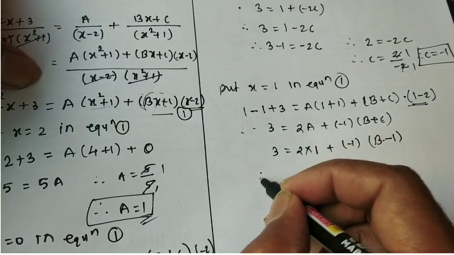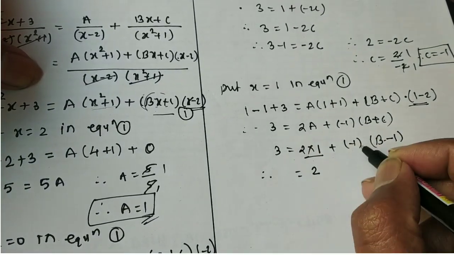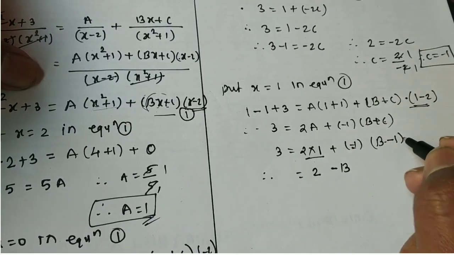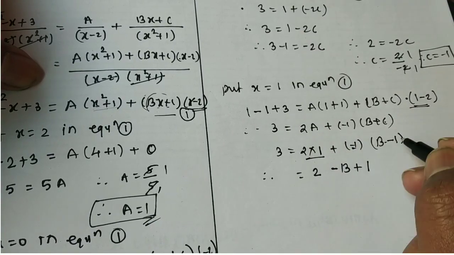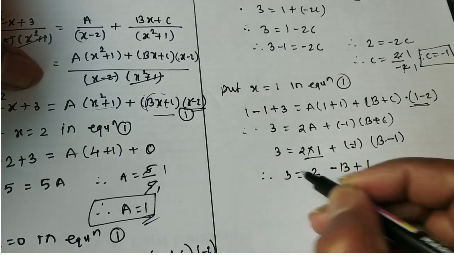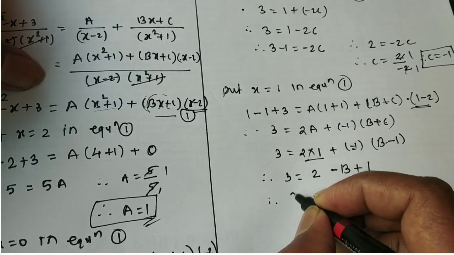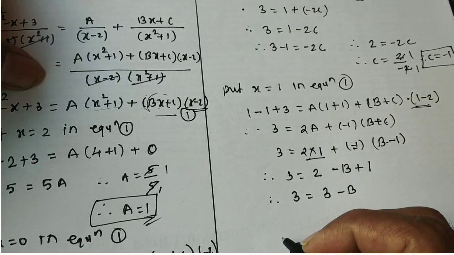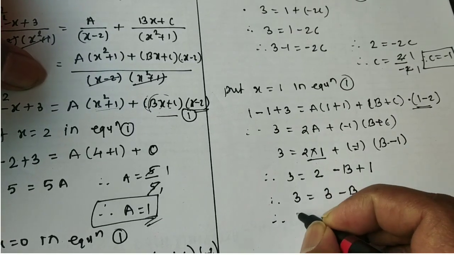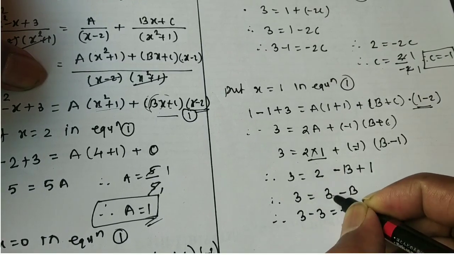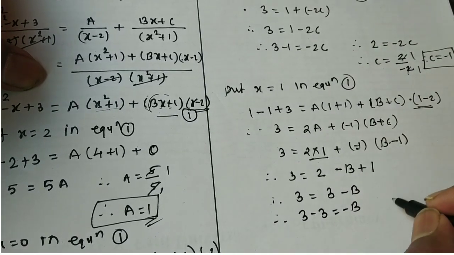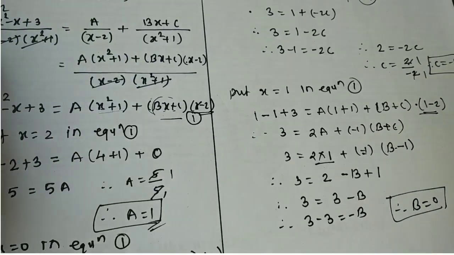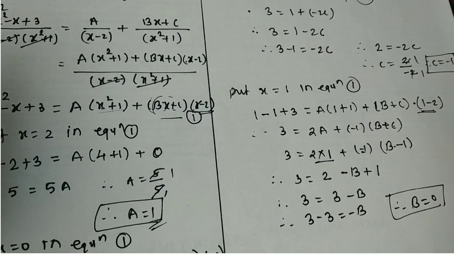Okay, so therefore what you will get? 2 into 1 is 2, and multiply this minus, so you will get minus B, and this minus minus plus, so minus 1 into minus 1 is plus 1, which is equal to 3, and therefore 3 equal to 2 plus 1 is 3, right? Correct? So therefore 3 minus 3 equal to minus b. This 3 I have transferred on the left hand side, and therefore what is b? B is 0. Okay, so this is the new method of finding the value of ABC.